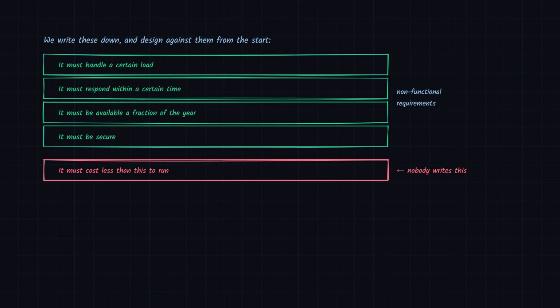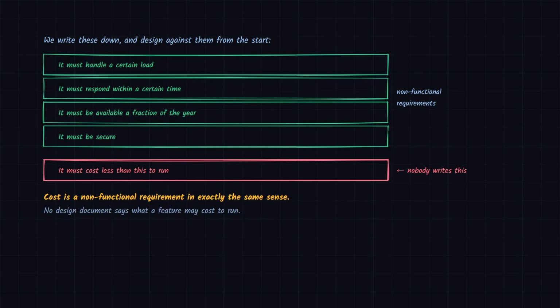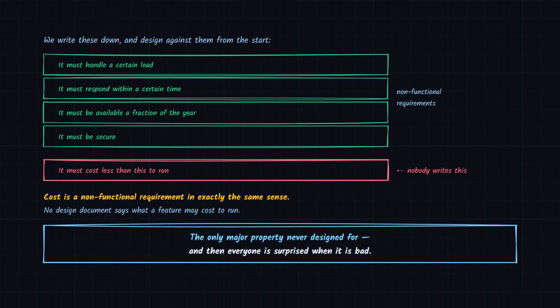Those are non-functional requirements, and we design against them from the start. Cost is a non-functional requirement too, in exactly the same sense, and it is the one nobody writes down. No design document says this feature must cost less than this to run. So cost is the only major property of a system that is never a requirement, never a constraint, and never designed for, and then everyone is surprised when it is bad. You do not get properties you did not ask for. This finale is about asking.